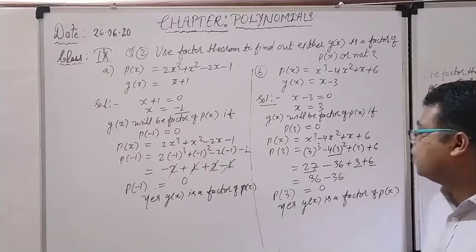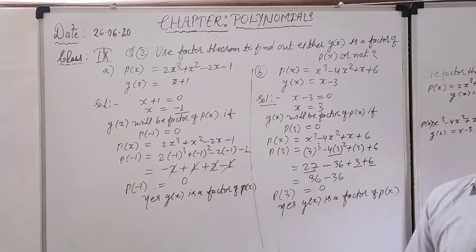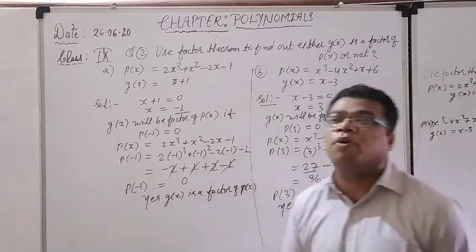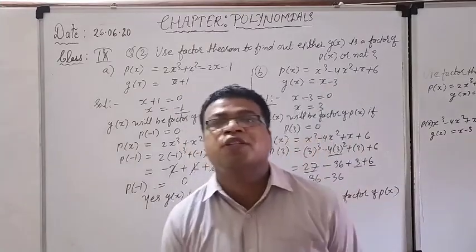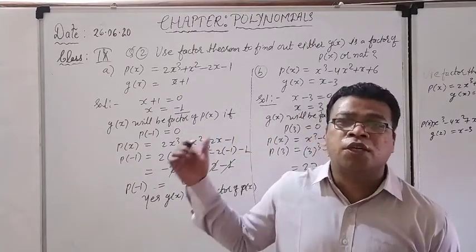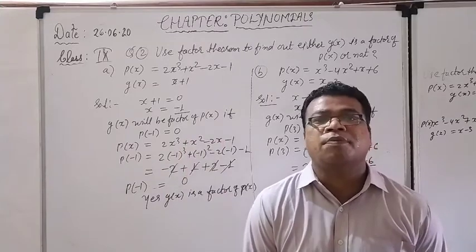g(x) is a factor of p(x), means whatever the divisor is, that is going to be a factor of the given polynomial. So here I am going to finish the lecture. Next time we will solve some more questions based upon this particular theorem. Thank you so much.